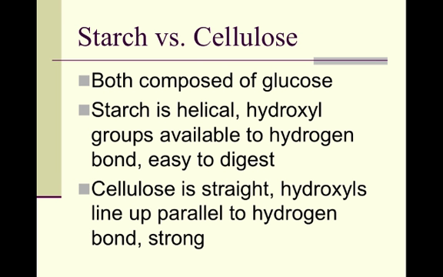Now let's look at starch versus cellulose. They're both composed of glucose. We did notice that. Starch forms a helical molecule when it's all done by hydrogen bonding, and remember how important we love hydrogen bonding. And the hydroxyl groups are easily available for digestion. We can easily digest starch. Cellulose, on the other hand, because of the beta linkages, forms these parallel bonding with the hydrogen bonds of the molecules, and so it makes it very strong and very difficult to break down. We cannot break down cellulose.